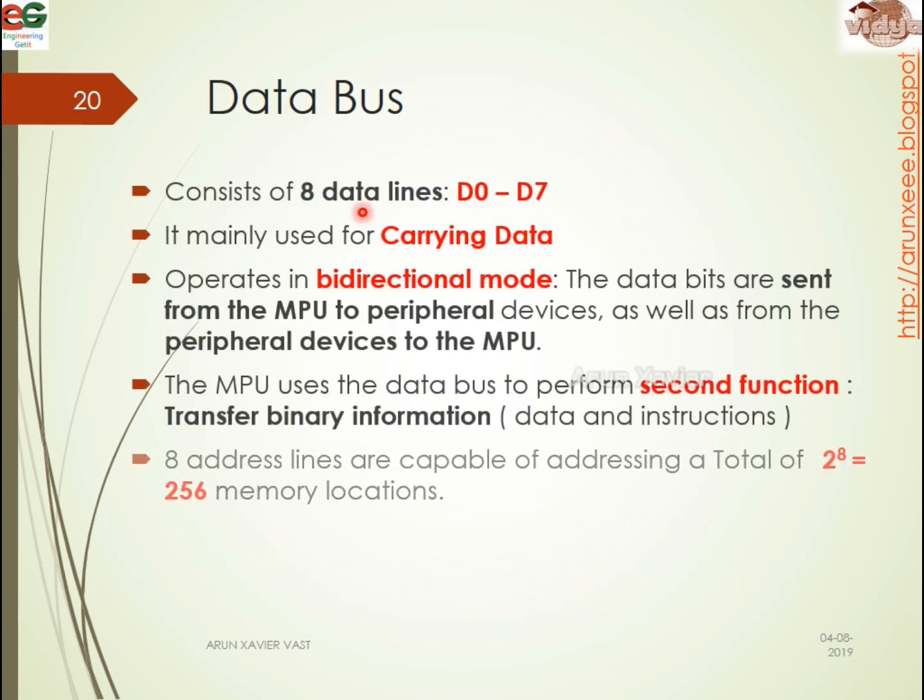Next we can move to the data bus. The data bus is an 8-bit line, that's from D0 to D7. It is mainly used for carrying the data, and this operates in bidirectional mode, that is to and fro, that is we can send data from the MPU to the memory and from the memory to the MPU. This bus will perform the second function, that is transferring binary information, that is data and instructions are transferred from memory to the microprocessor, and it is capable of handling 2 raised to 8 values, that is 256, and the data range is from 00 to FF.